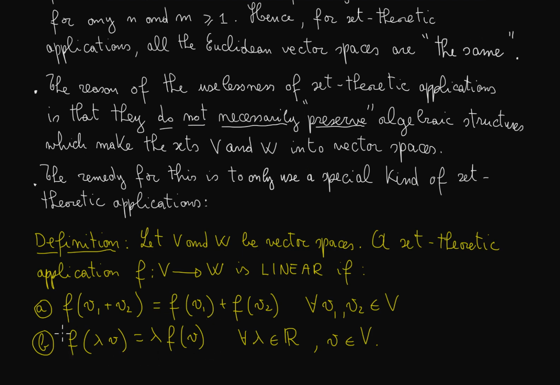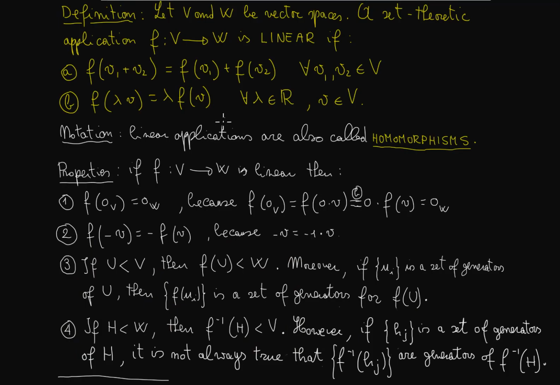So the linearity with respect to multiplication by scalar has this form: f applied to lambda times v is the same as multiplying on the left by lambda the image of v by f. And again, in the left hand side we have a multiplication by scalar using the structure of v, and on the right hand side the multiplication by lambda is using the structure of w, because f of v lies in w. Linear applications are also called homomorphisms, as I have anticipated at the beginning of the lecture.